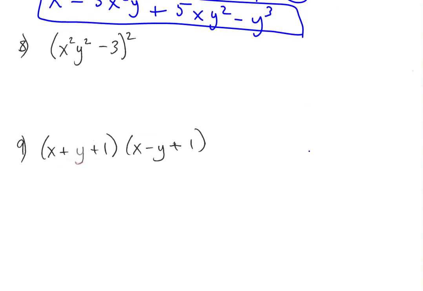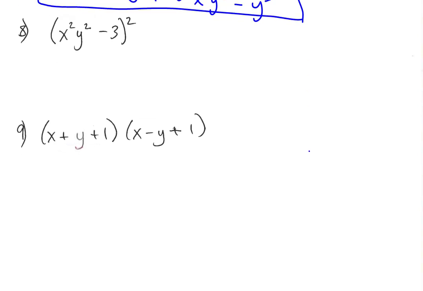This one begins with a set of parentheses that are squared. In these parentheses we have x squared y squared minus 3. And again, that's all being squared. Now, we have to be careful with this. There are two ways to do this. One way would be to use these special products that we've already discussed earlier, and the other way would be to FOIL this out.